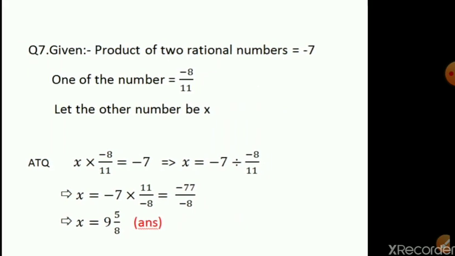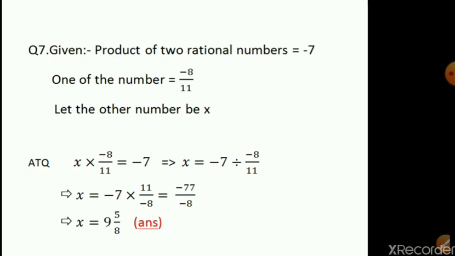Question number 7. This is from the exercise. So I have marked the same question as it is given in the book. The question is, the product of two rational numbers is given as minus 7. If one of the numbers is minus 8 by 11, find the other number. So to find the other number, we have to divide the two numbers. So here we'll first write the equation.